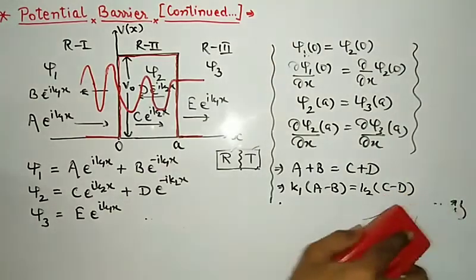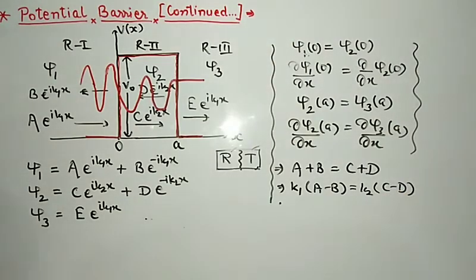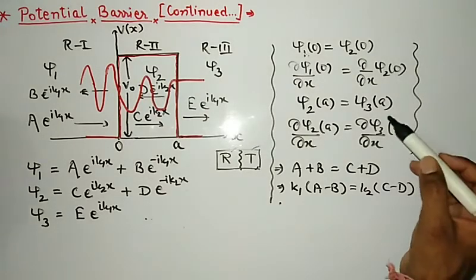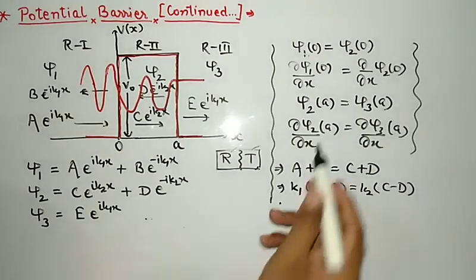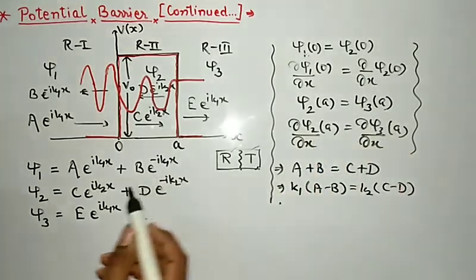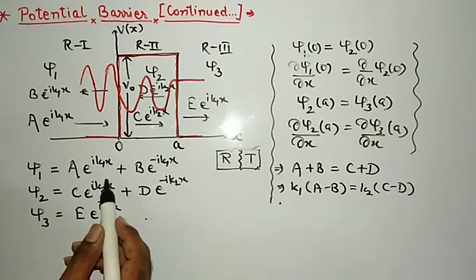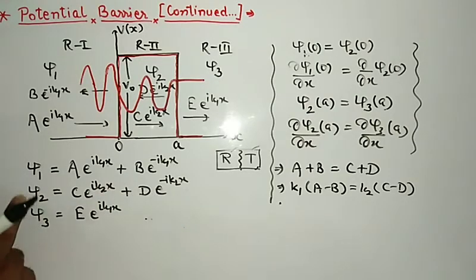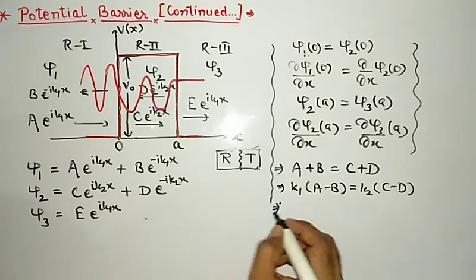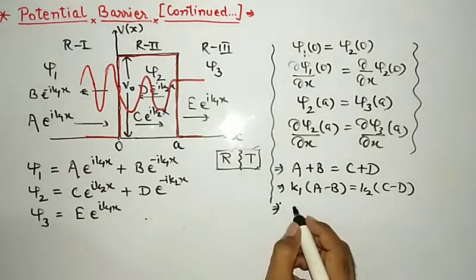This is for one illustration. This is our main result by applying condition number second. Now apply condition third. Again easy, we have to put only a instead of x here, for psi 2 and psi 3. So obtain equation number third.